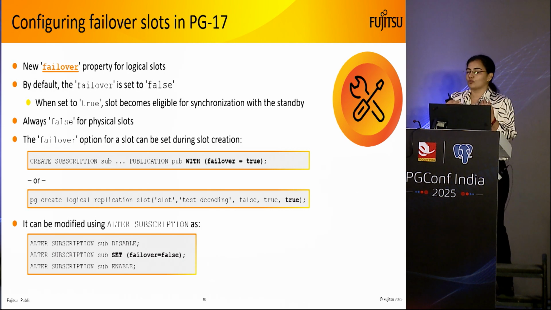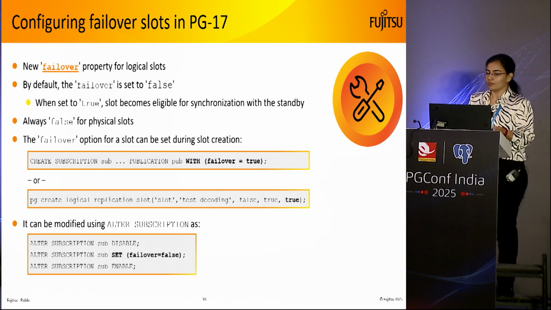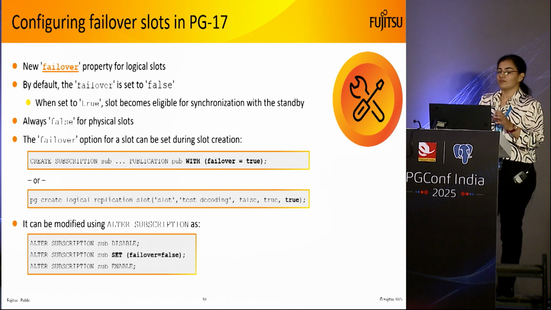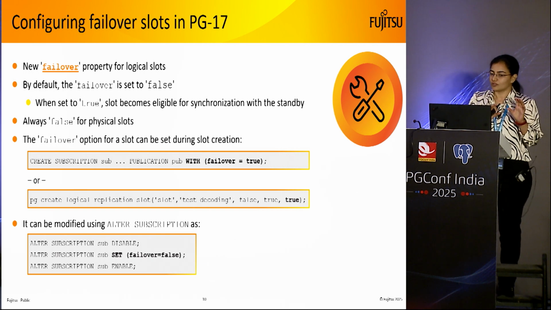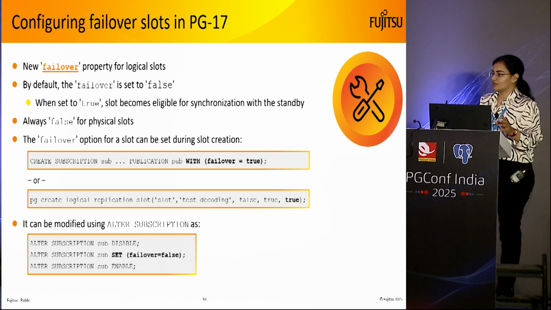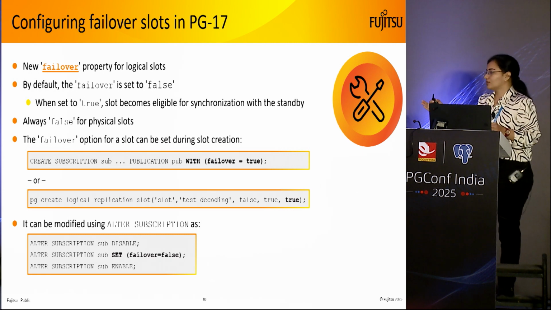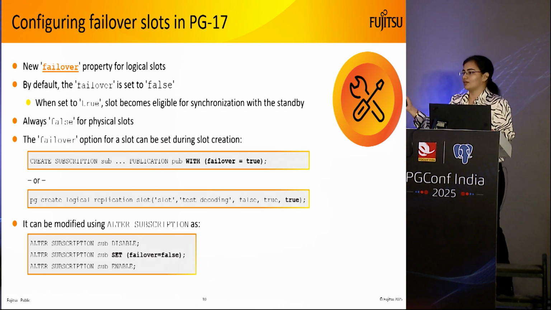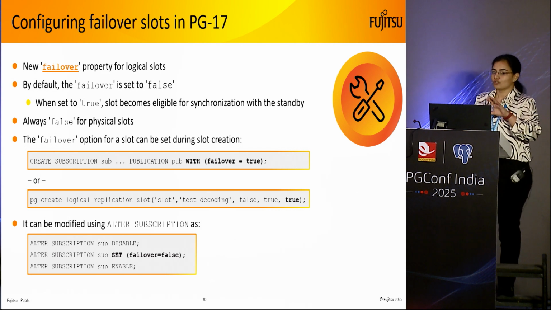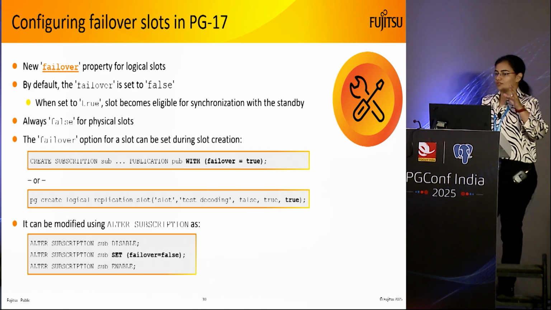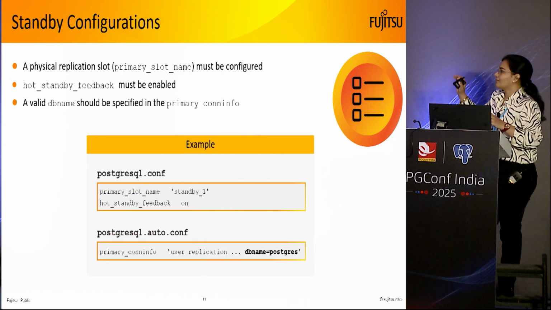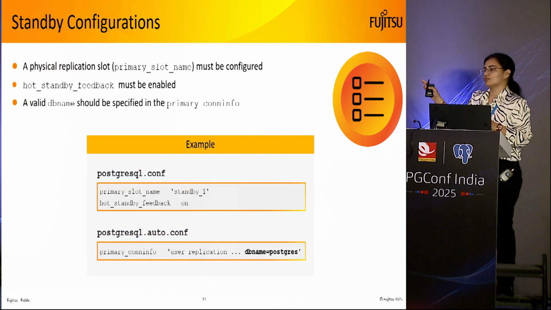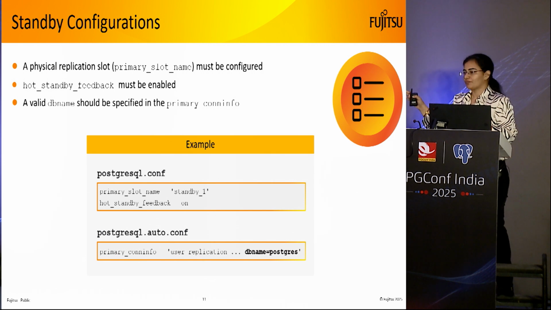We can also modify this failover property if the slot is being used by a subscription. First we have to disable the subscription, then either set or unset the failover property, and then re-enable the subscription. That also works. So my slots are now configured for syncing, but at the same time we also need some configuration on the standby node.